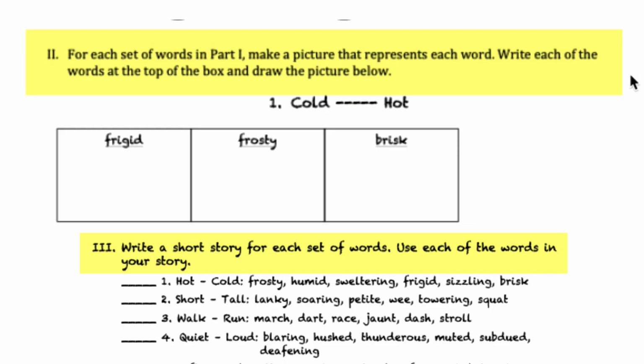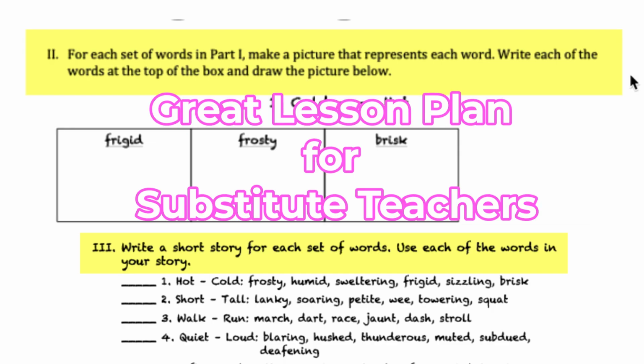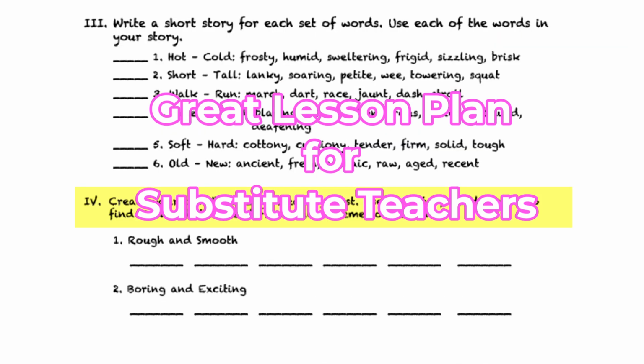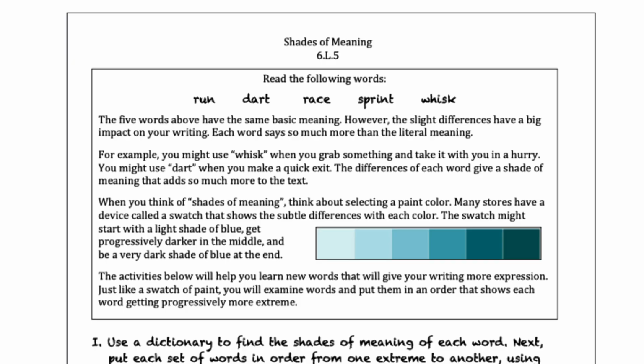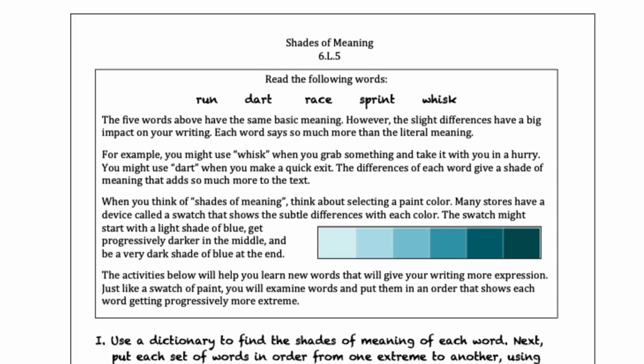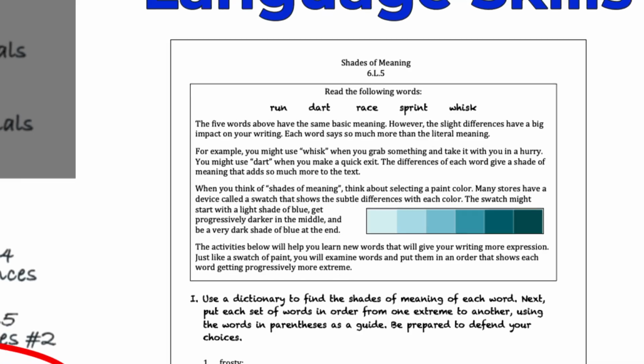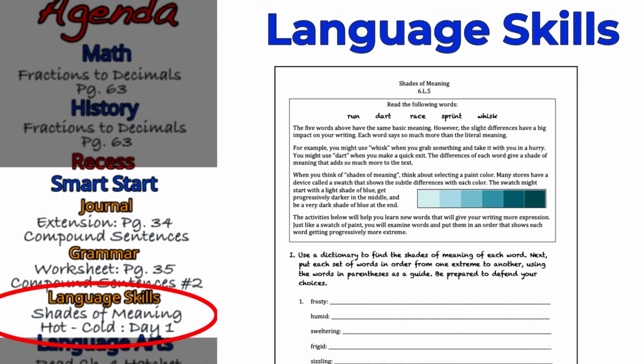This would make a great homework assignment. This could keep them busy for 45 minutes to an hour. Give the substitute something to do that they already know how to do. It'll make everybody's day easier, and they're getting really good practice while you're gone. So this shades of meaning is one of my favorite parts of the language part of our Smart Start routine.